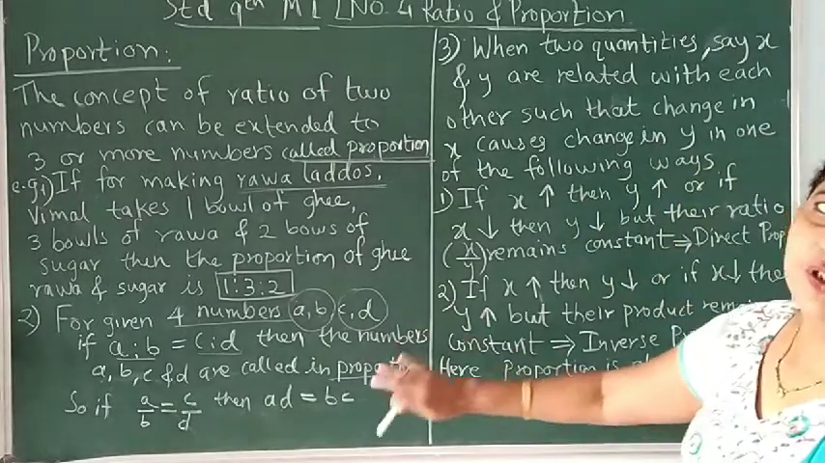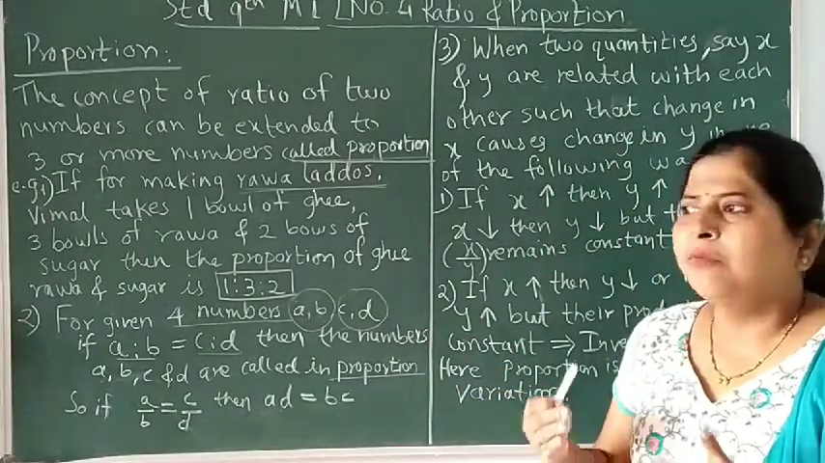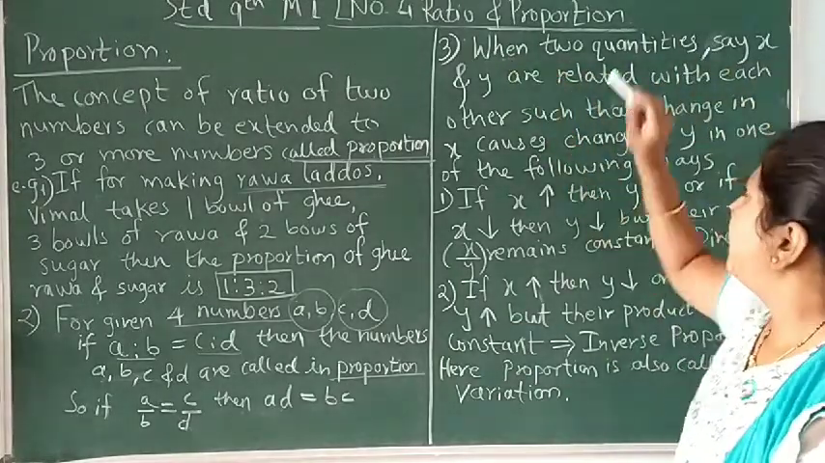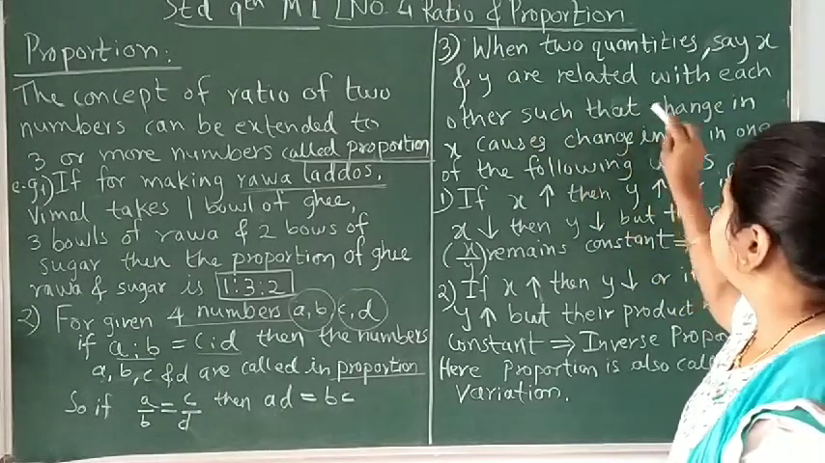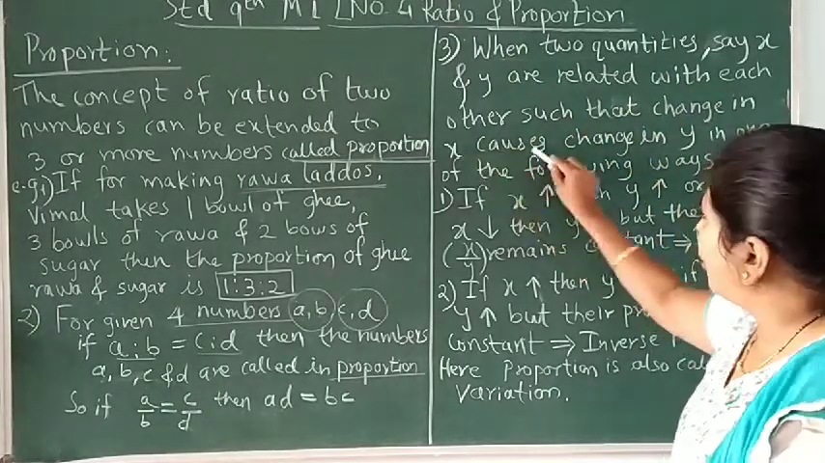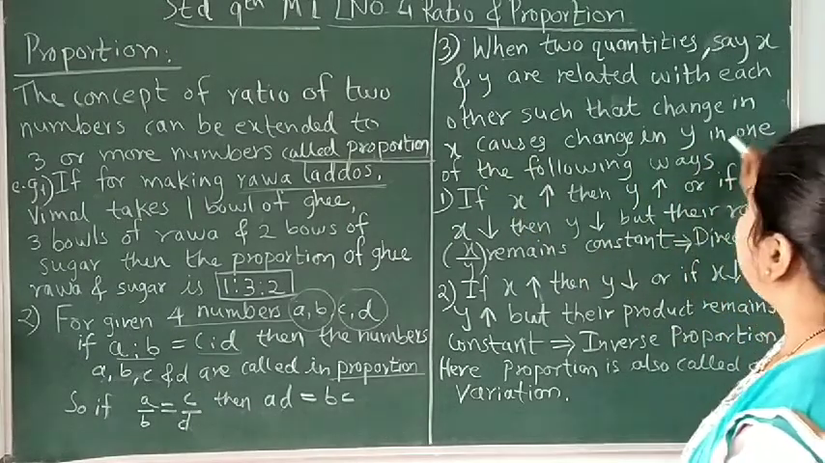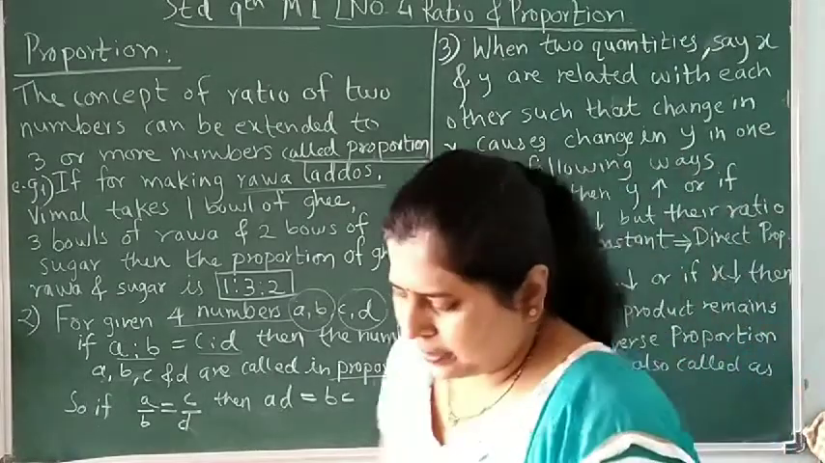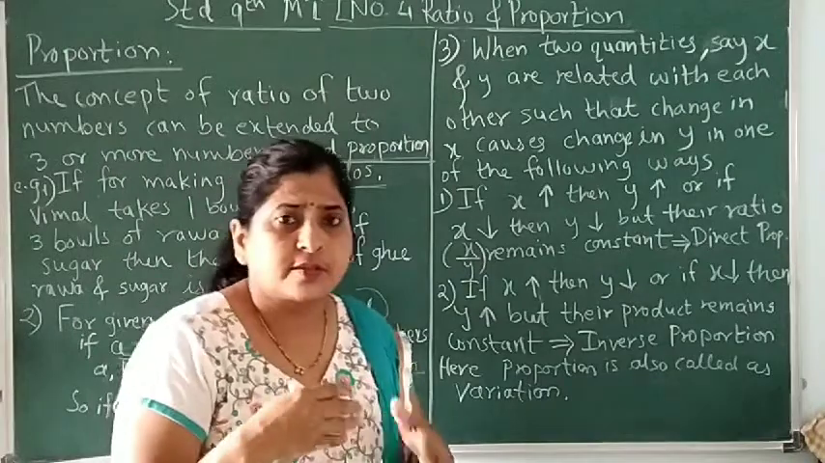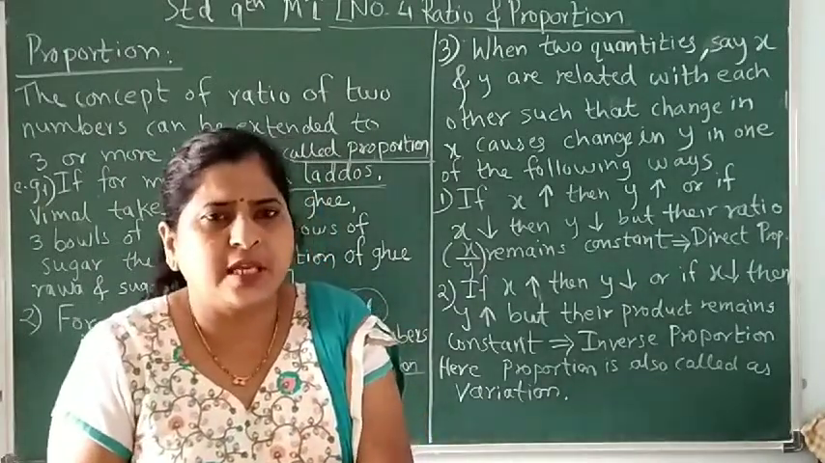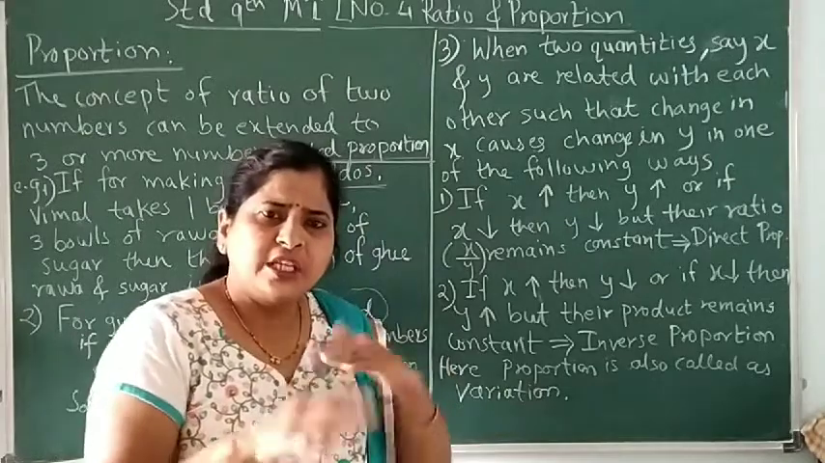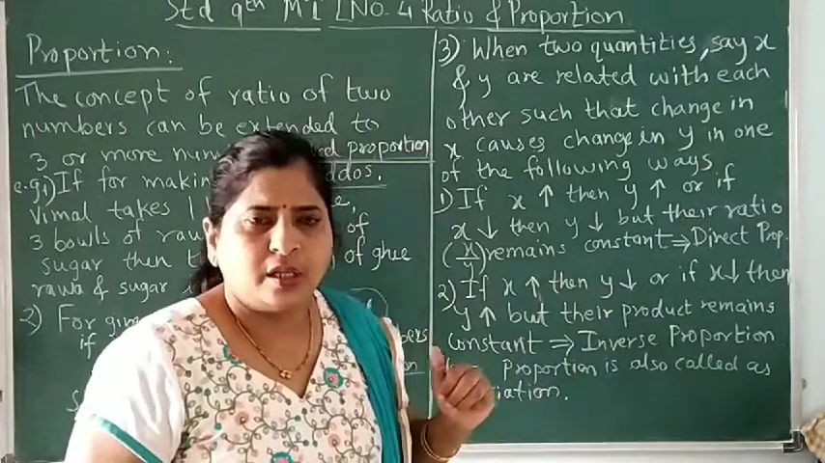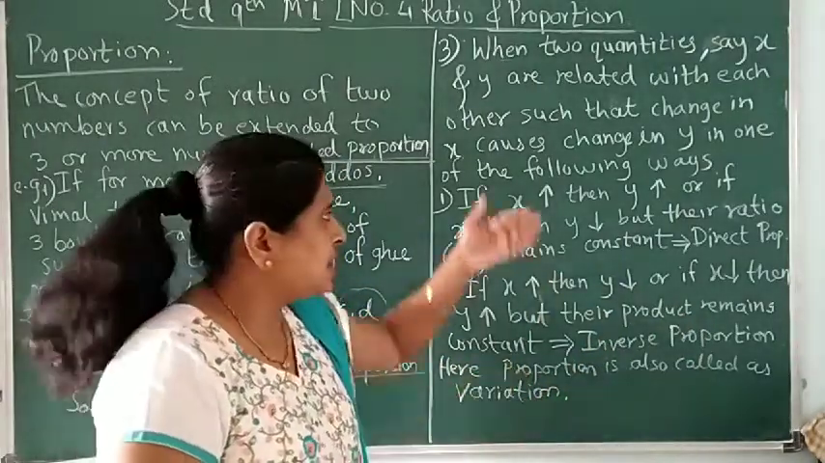Now let's go to another way the word proportion is used. When two quantities, say x and y, are related to each other such that a change in x causes a change in y in one of the following ways. So there are two quantities, one is x and the other is y, and a change in the first quantity changes the other quantity. Now how does it change? The change can be in one of the following ways.